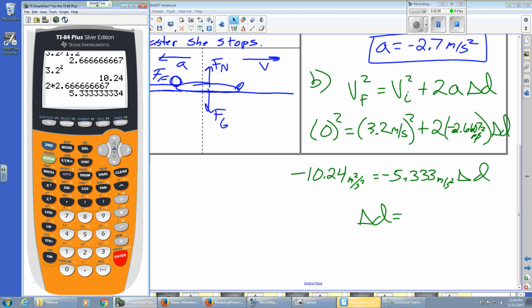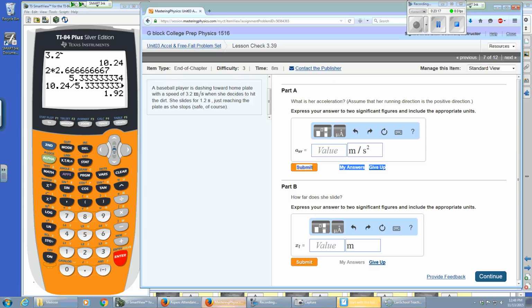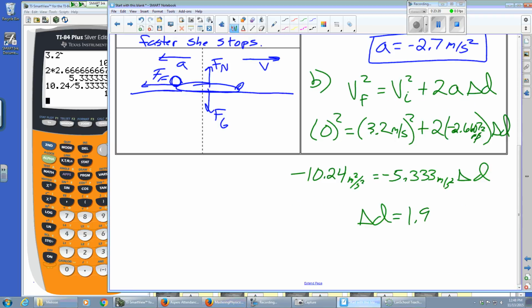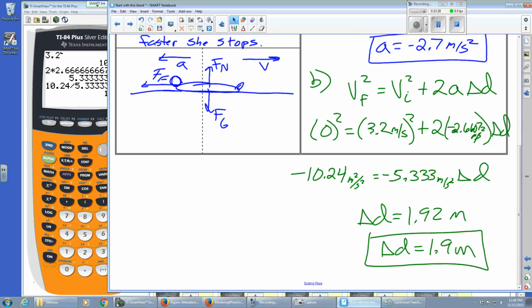And now if I do 10.24 divided by that number, I get 1.92. How many sig figs do they want? 2 again? So I get 1.92 meters. They want 1.9 meters. Sometimes I've had a couple times to kick it out when there was, with a couple other problems.